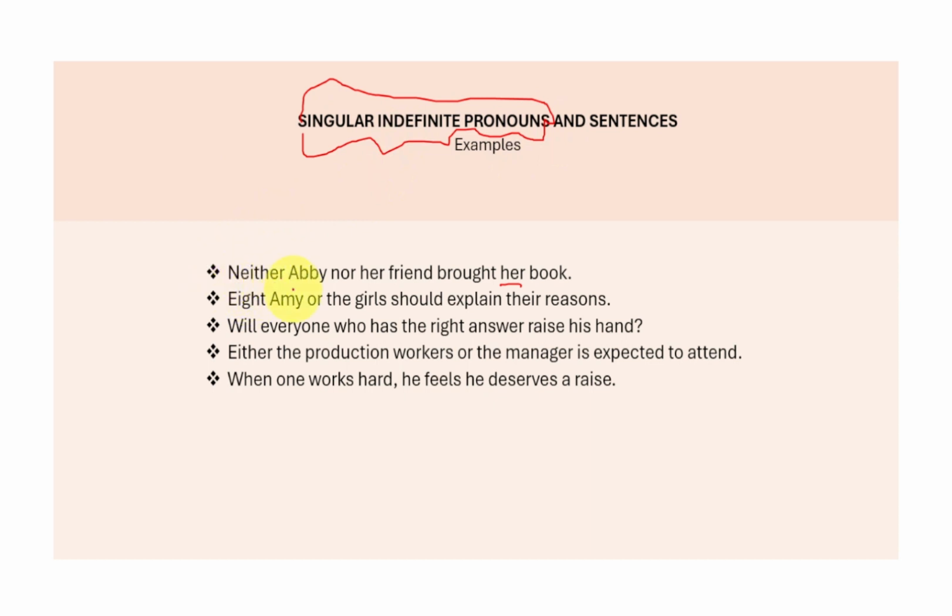Neither Abby nor her friends bought her books, okay? Either Amy or the girls should explain their reason, okay? Well, everyone who has the right answer, raise his hand, okay? So either the production workers or the manager is expected to attend. When one works hard, he feels he deserves a raise, okay? So let's see, in case you don't get it right.